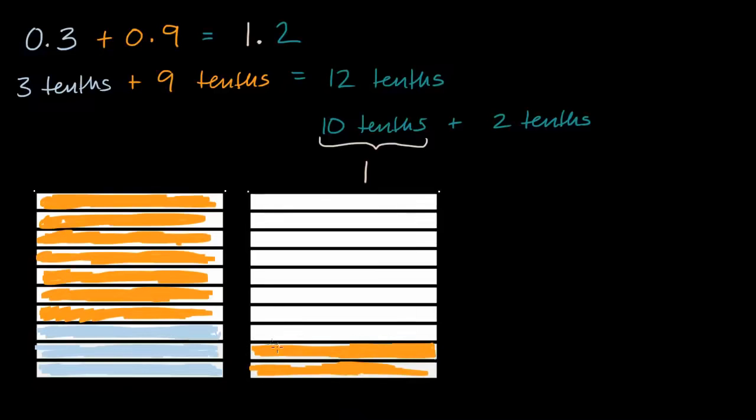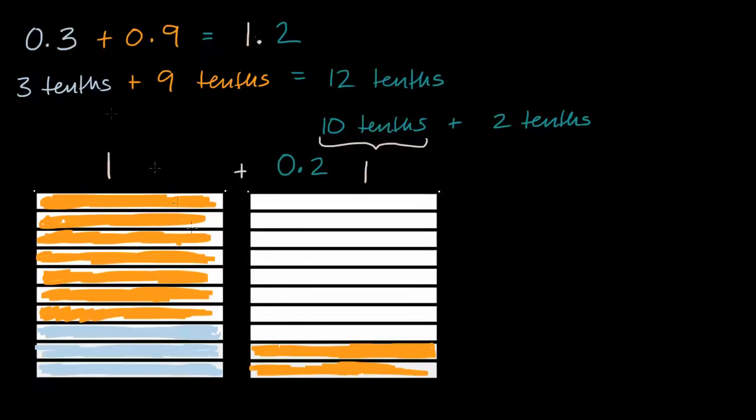And when you add them all together, what happens? Well, the 3 tenths plus the 7 tenths right over here, they made a whole. So this right over here is our 1. And then we also have another 2 tenths left over. And so this is our 0.2 or 2 tenths. So it's going to be 1 plus 2 tenths, which is 1.2.